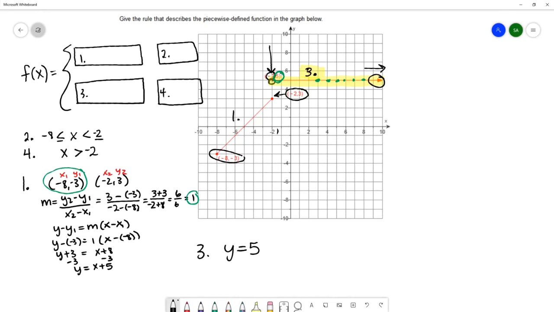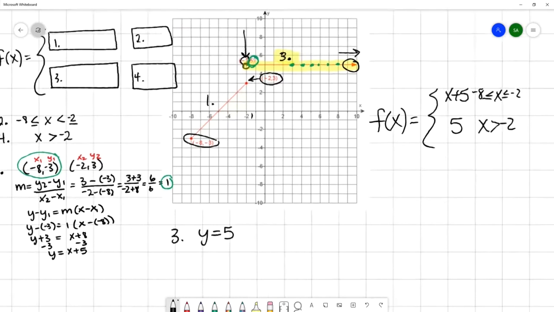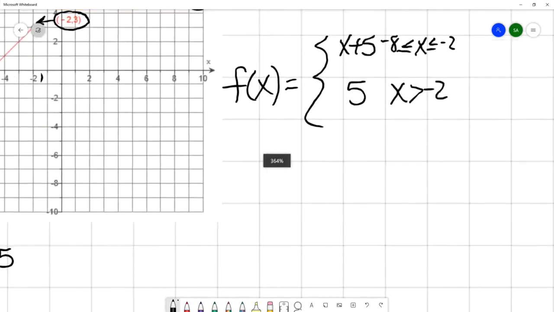And now we've found everything, I'll go ahead and write out our piecewise defined function. Our piecewise defined function is f of x equals x plus 5, and we're going to use that when x is in between -8 and -2, and 5 when x is greater than -2. So that's our piecewise defined function.